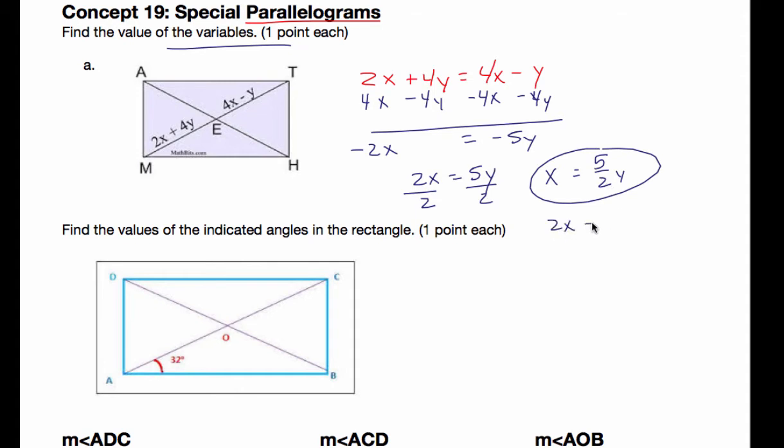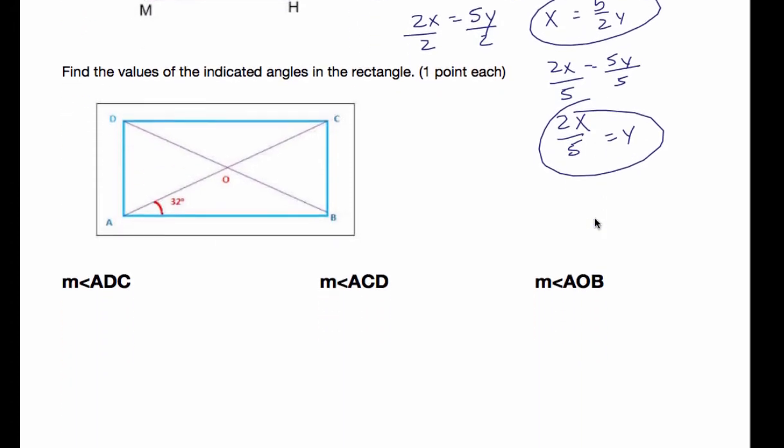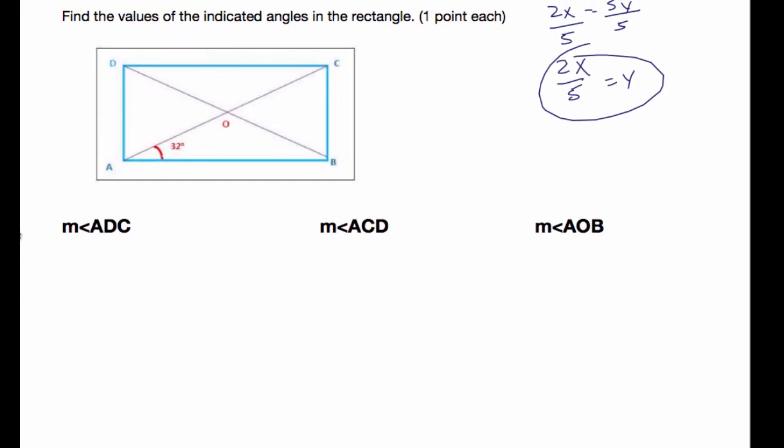Well, then if 2x equals 5y, then I divide by 5. So 2 over 5x equals y. Okay, so it's actually an answer that has two variables in it, but that is what x equals. It equals 2.5y, or 5 over 2y. Y equals 2/5 x. Something that tripped up a lot of people on this one.